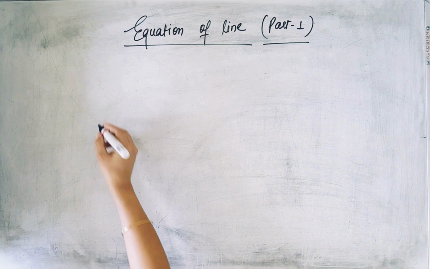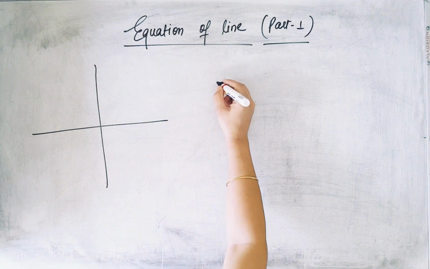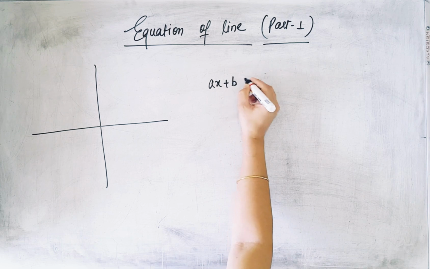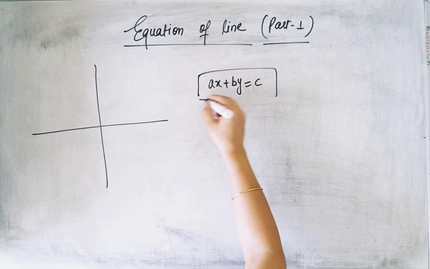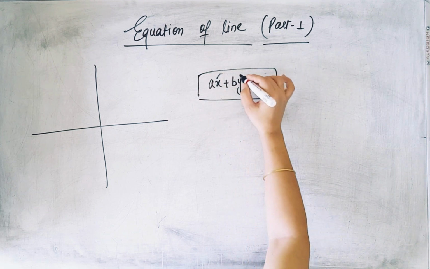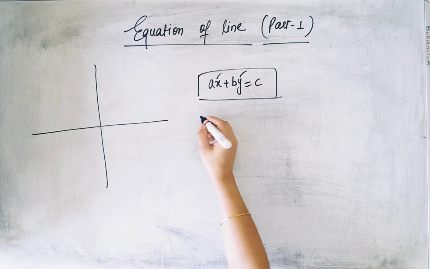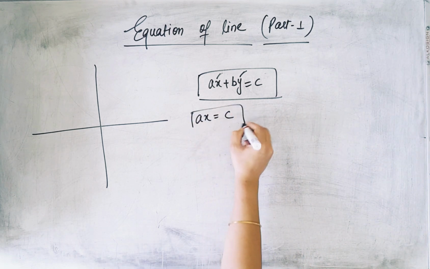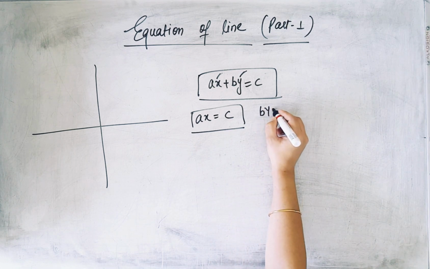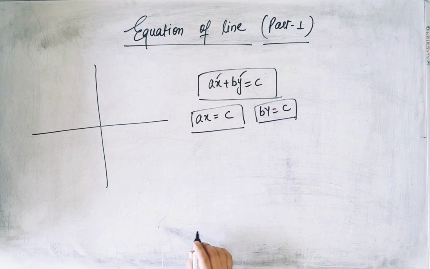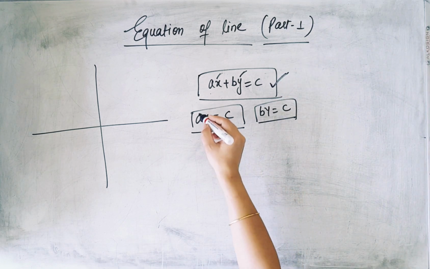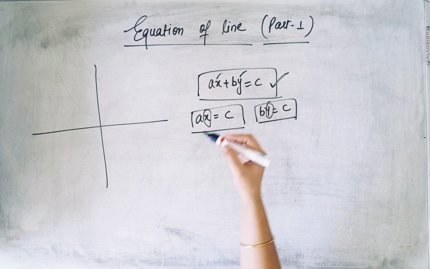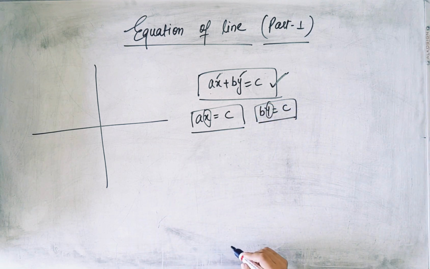See, in 9th standard we studied the equation of a line, which is represented by ax plus by equals c. That means the degree of x should be 1 and the degree of y should be 1. If it is ax equals c, then also it is an equation of line, and if it is by equals c, then also it's an equation of line only. But if it is ax plus by, then it is called a linear equation in two variables, and if only one variable is given, we call it a linear equation in one variable.